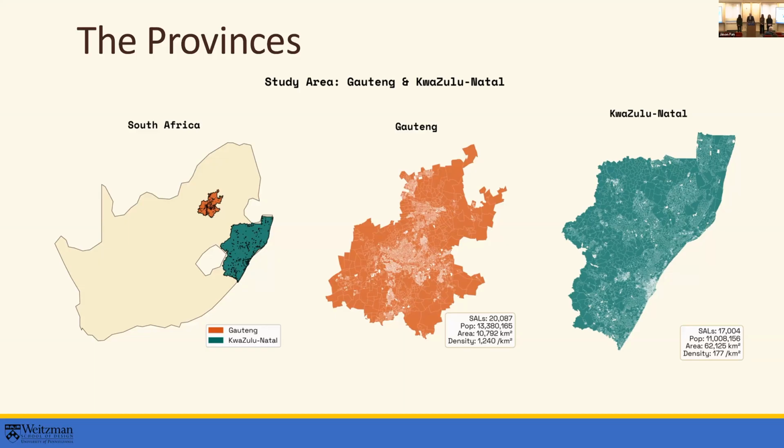Gauteng is the urban center of South Africa. It holds major cities like Johannesburg and Pretoria, and is kind of the industrial and economic center of the country. KwaZulu-Natal is far more rural, with the majority of the population living in farms and homesteads on the periphery of the province, and small urban centers like Durban focused along the East Coast.